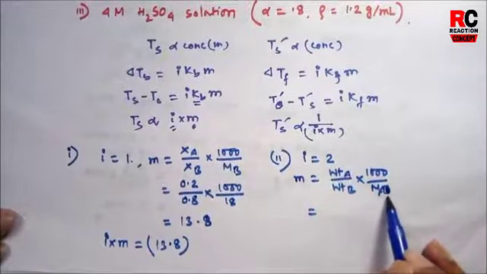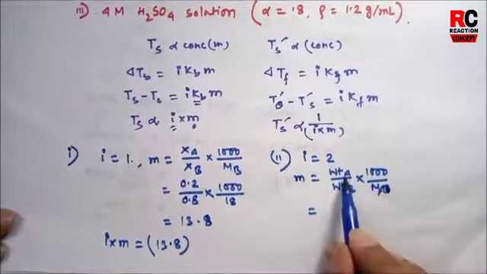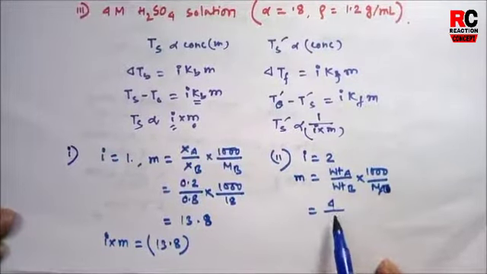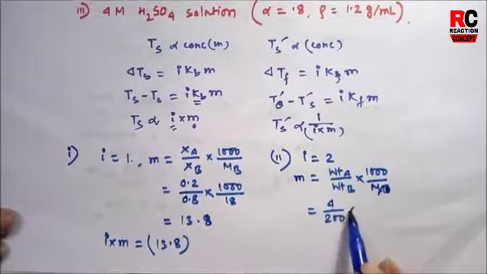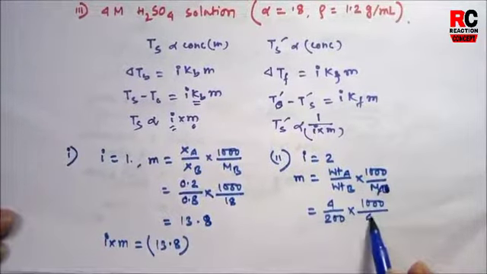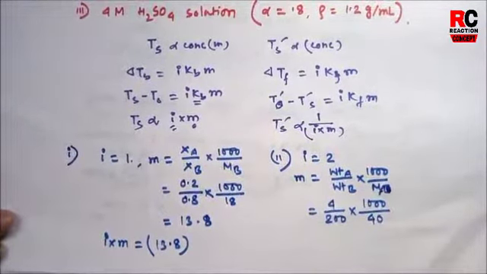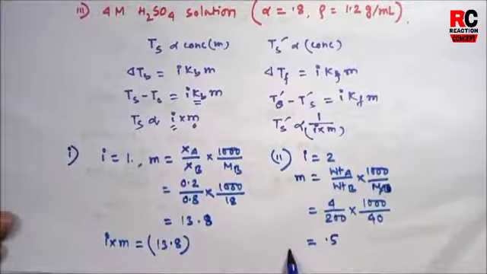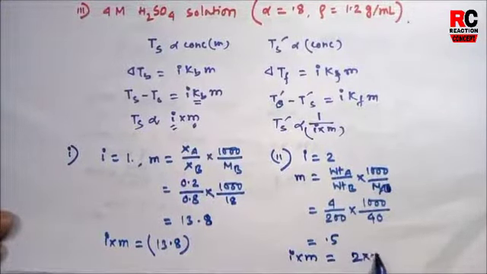It should be the molar mass of the solute. Okay, so the weight of the solute here is 4 gram, and the weight of the solvent is 200 gram, into 1000 divided by the molar mass of sodium hydroxide, which is 40 gram. If we calculate this, we will get 0.5. So i into m for the second solution is 2 into 0.5, which is equal to 1.